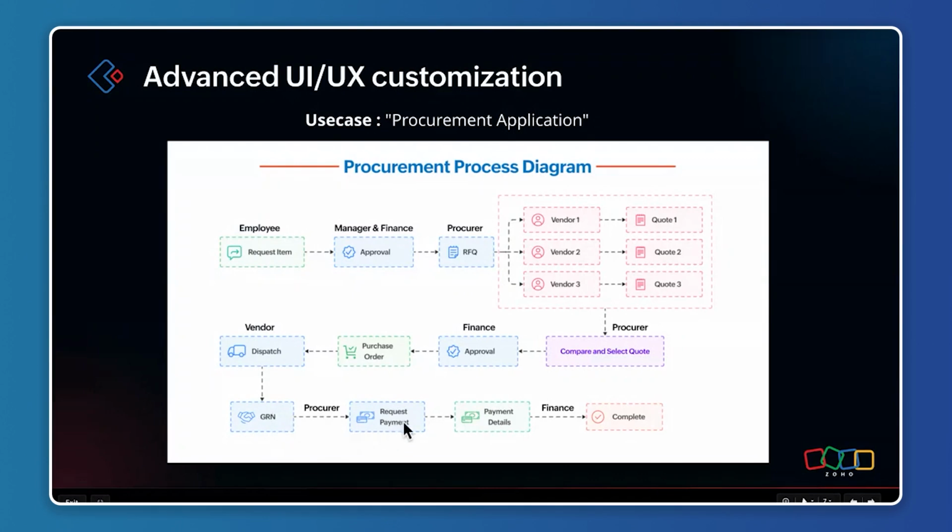And then request payment details. So now once the goods are received, the procurer will be requesting the payment to the finance team, where the payment needs to be done for the vendor, right? So he will be requesting the payment, and the payment details will be shared to the finance team, and the finance team will settle up the payment for the vendor, right? So this is the complete application flow, right?